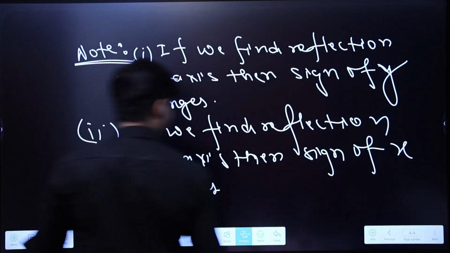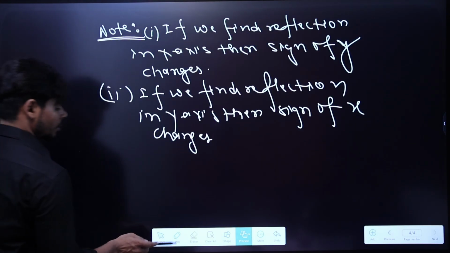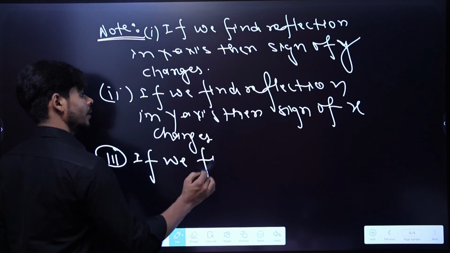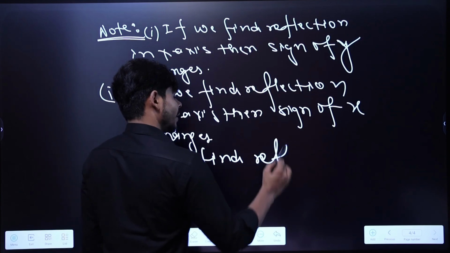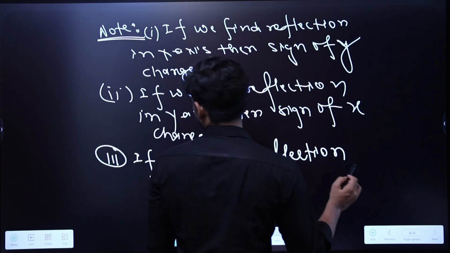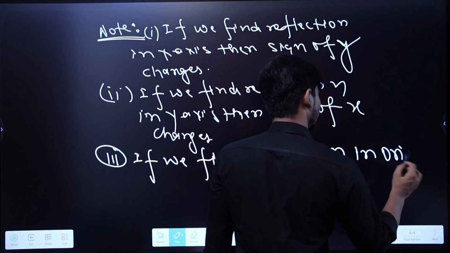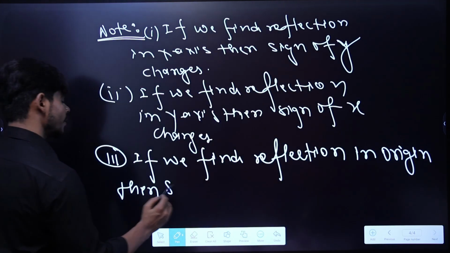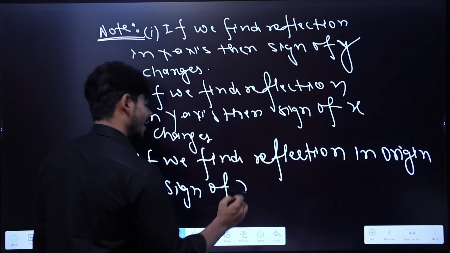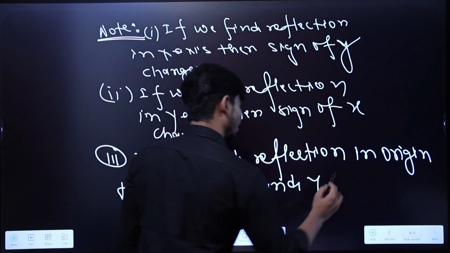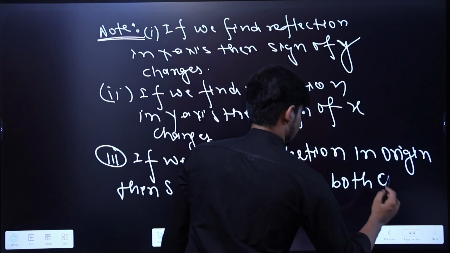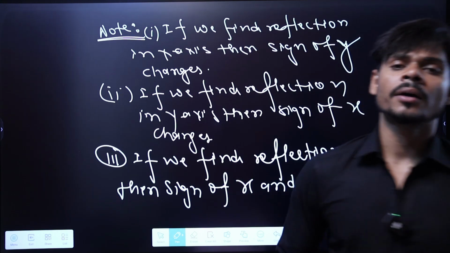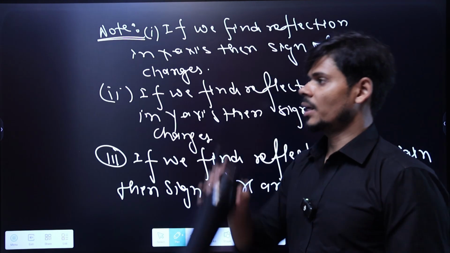So again the third important point: if we find reflection in origin, or you can say about origin, then sign of x and y both changes. That's it. This is the third most important point till now.